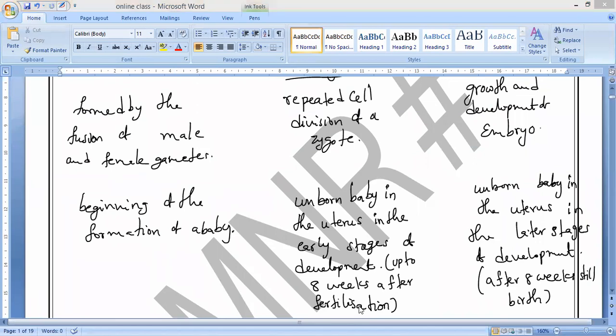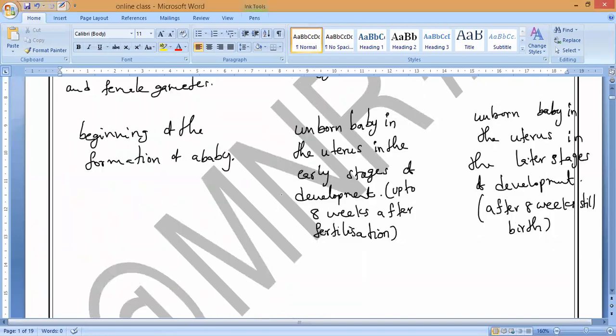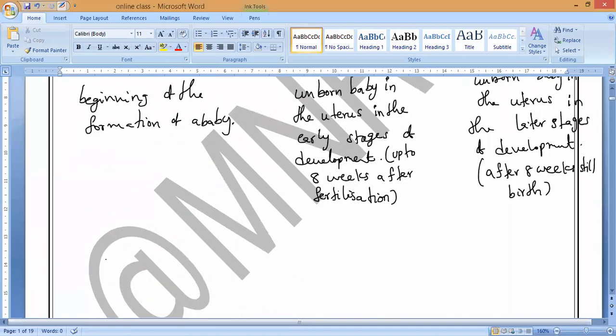And third point, right? Zygote is a single cell. It is smaller than a full stop. If you keep a small full stop, even the zygote is less than that. Every life will start from that full stop only. A zygote is a single cell, smaller than a full stop.